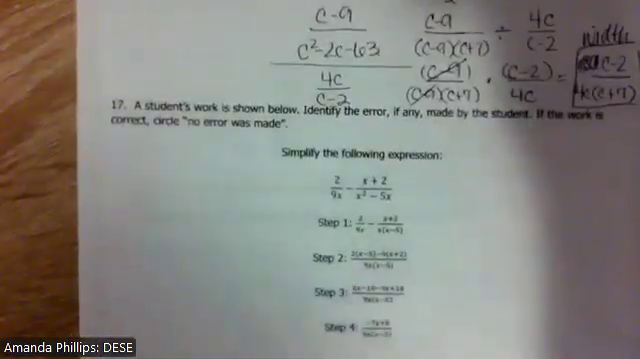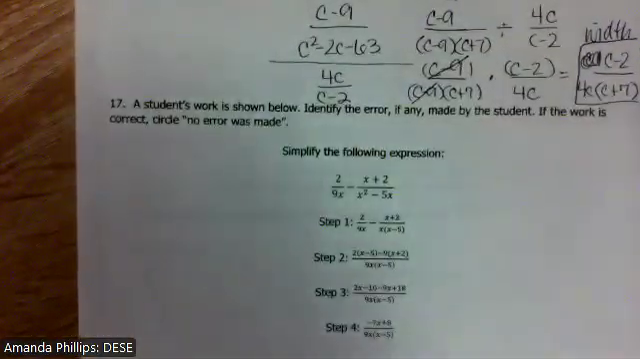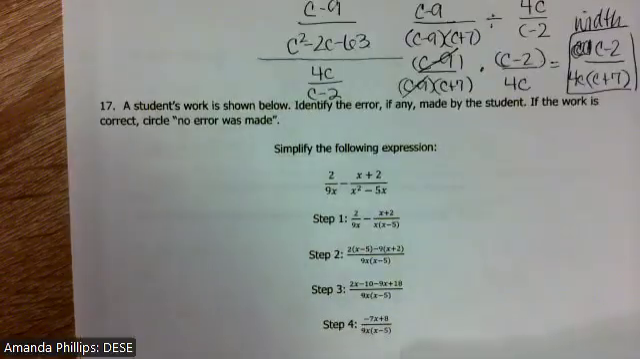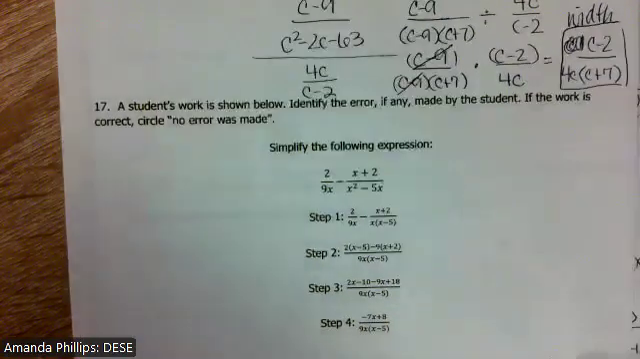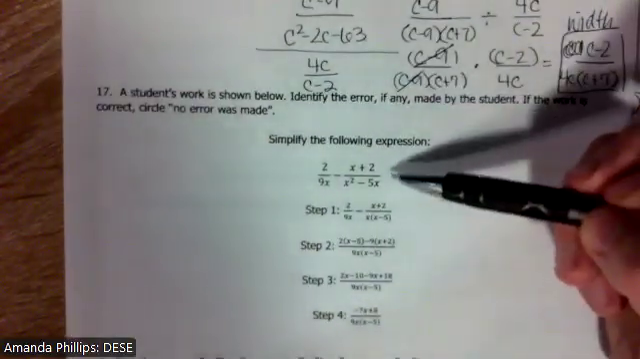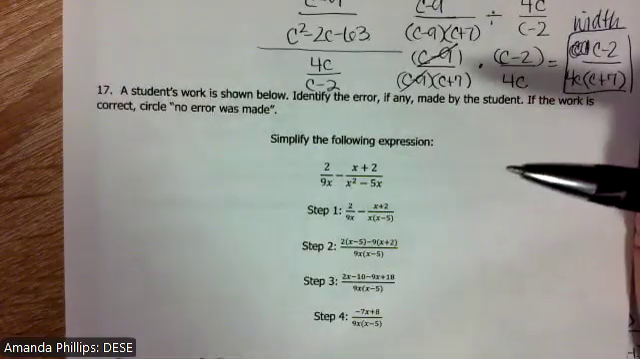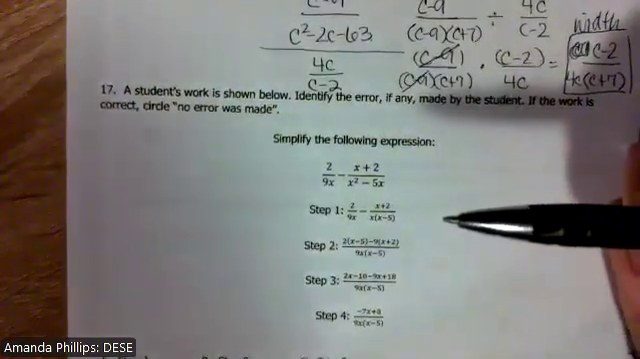It says a student's work is shown below. Identify the error, if any, made by the student, and if the work is correct, circle no error was made. So our options are where did they make the mistake? Okay, so let's look. This was the original problem. It's a subtraction, so we know we're going to need a least common denominator and all the good things, right?